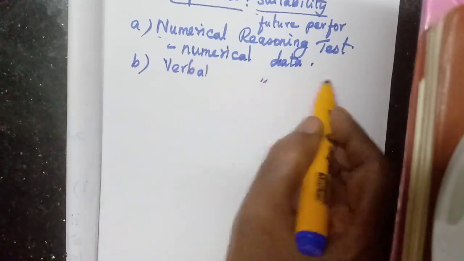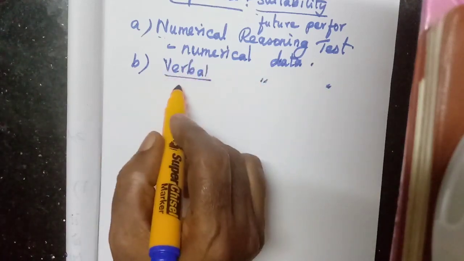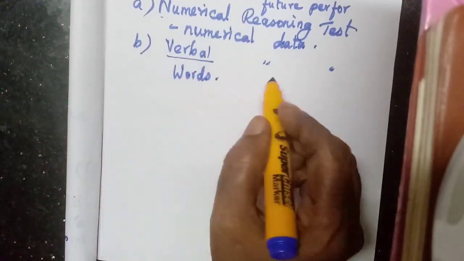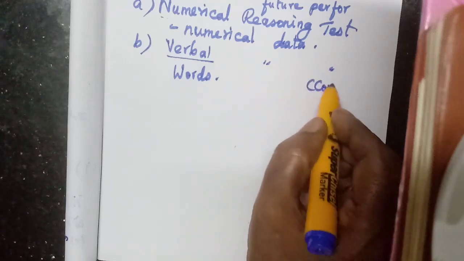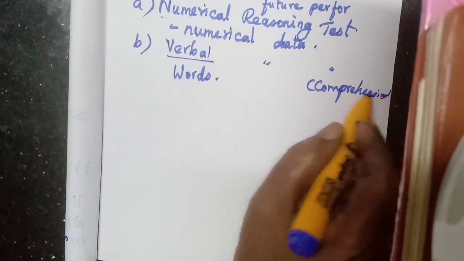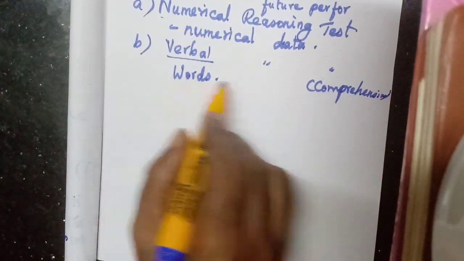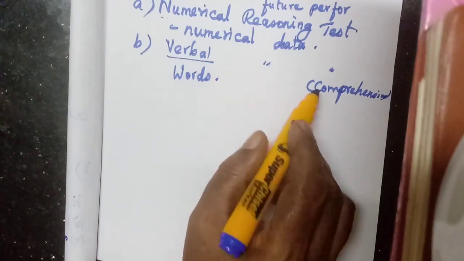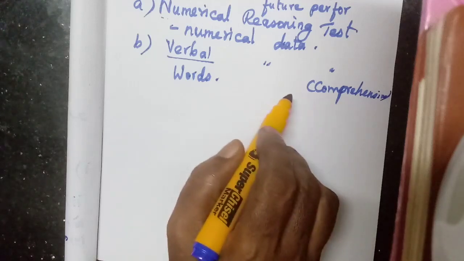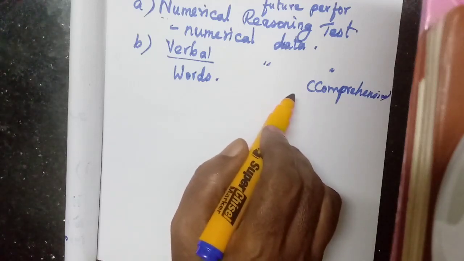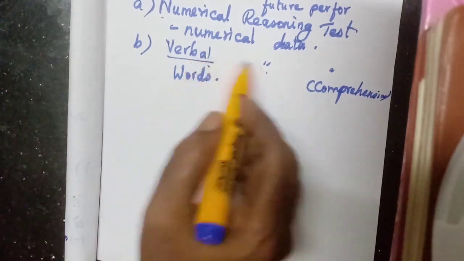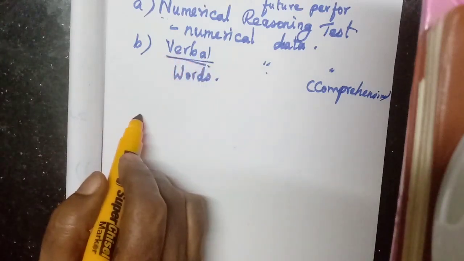Verbal means words. Here also one text will be given. The best example is the comprehension. They will give a passage and some questions, and we should answer. How carefully we read that paragraph, understand the question and write the answer, they will understand that he is able to understand the language. That is called the verbal reasoning test, whether he is able to understand English words.